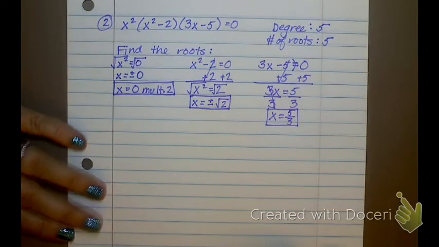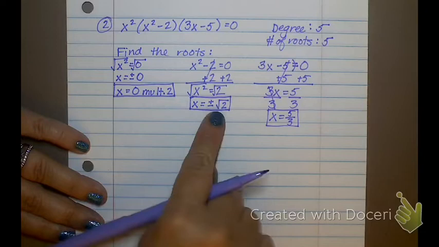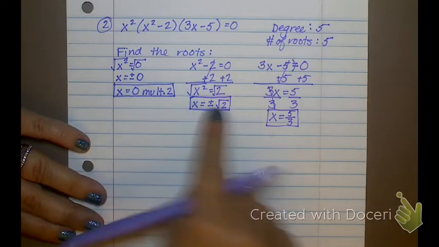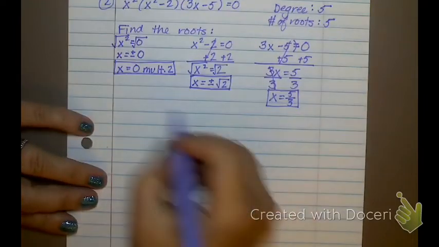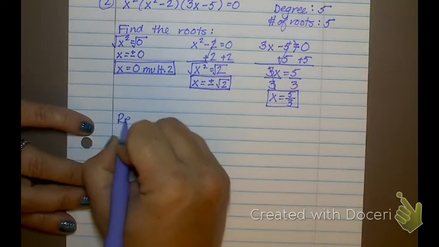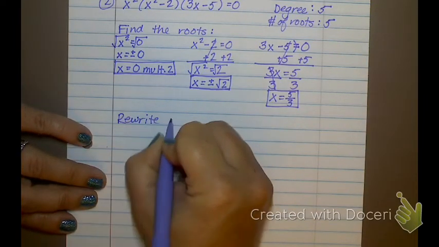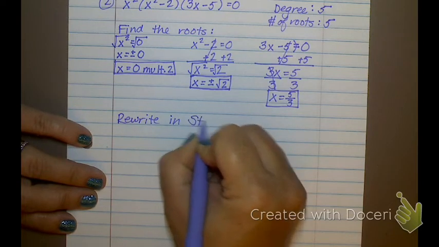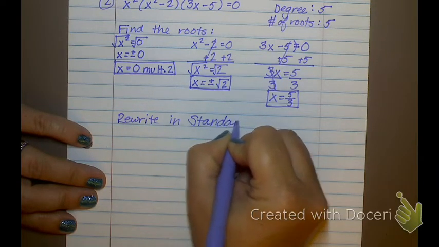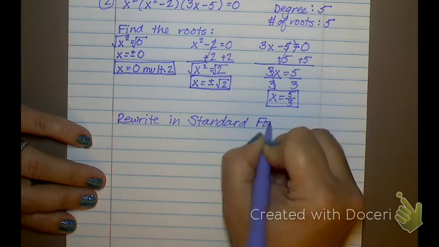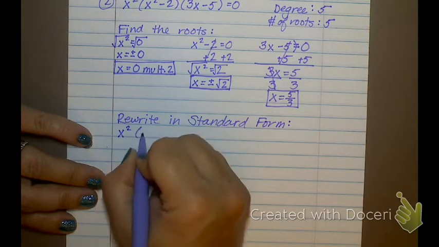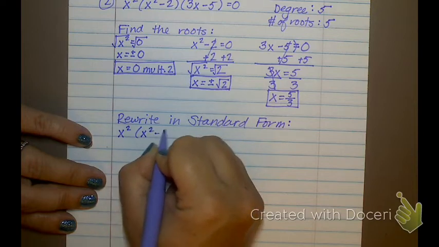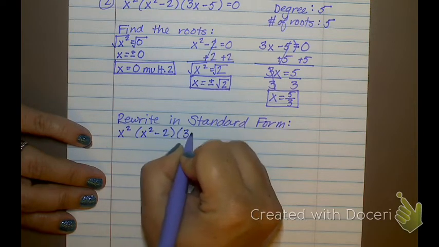And yesterday I talked about what these are going to represent once we get to graphing. Do you remember what these are going to represent? X-intercepts when we get to graphing. Okay? So now let's rewrite in standard form. So I'm going to write my equation again, x squared, and then x squared minus 2, 3x minus 5.